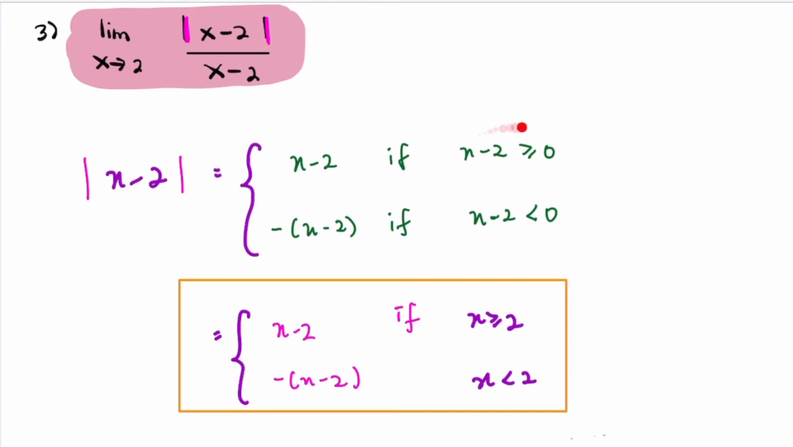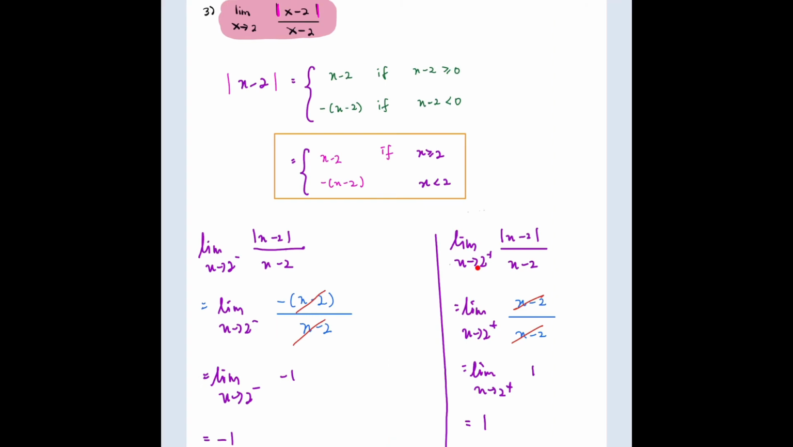So let's rearrange this. Put negative 2 on your right hand side. Therefore, this is equal to x minus 2 if x is more than or equal to 2, and this is equal to negative (x minus 2) if your x is less than 2. So let's refer to this function whenever we want to solve later on. Since you want to find the limit of this function as x approaches 2, you need to check from both sides, 2 from the left and also 2 from the right. So let's start with x approaches 2 from the left.